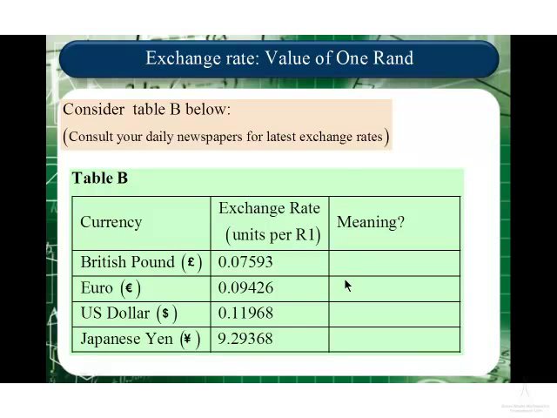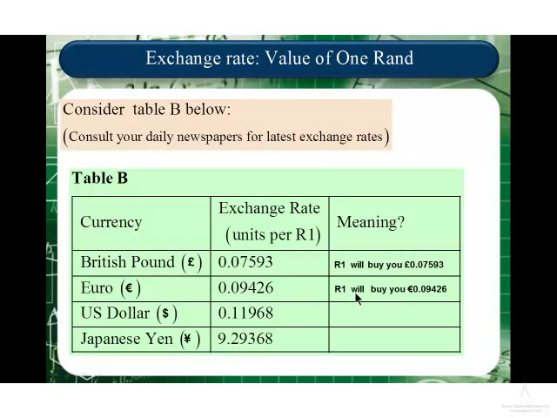So in this table we would like to see how many pounds, for example, can 1 rand buy. So 1 rand in this case buys 0.07593 British pounds. So clearly it is the same expression as before. One can see that the rand is weaker, since we don't even get 1 British pound, much less than 1 for 1 rand in exchange. And the same with the euro.